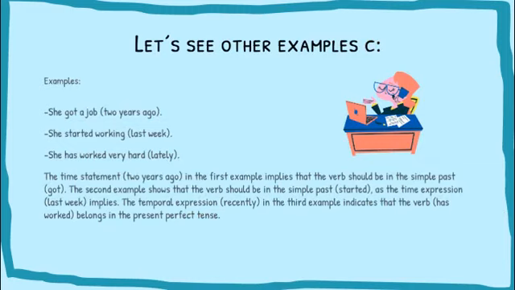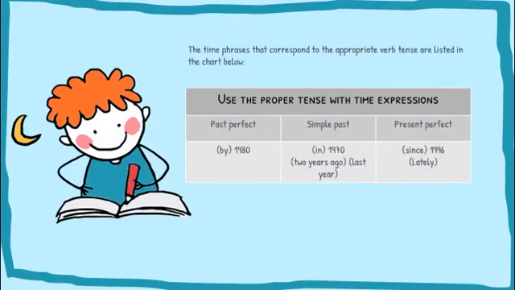The first one says, she got a job 2 years ago. The second one says, she started working last week. The third one says, she has worked very hard lately. The time statement, 2 years ago, in the first example implies that the verb should be in the simple past, got. The second example shows that the verb should be in the simple past, started, as the time expression, last week, implies. The temporal expression, recently, in the third example indicates that the verb, has worked, belongs in the present perfect tense. The time phrases that correspond to the appropriate verb tense are listed in the chart below.